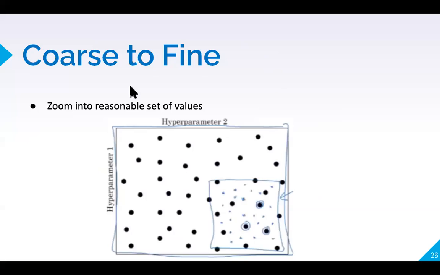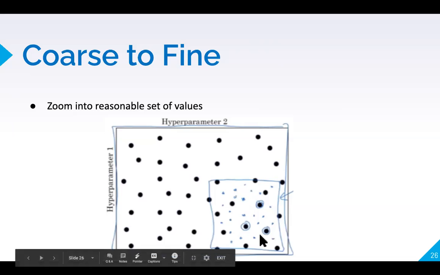Okay, so then coarse to fine is just the idea I was talking about, how we zoom into a reasonable set of values. So let's say I chose this value initially and I thought it was interesting, then I can just zoom into this general region and check out all the different points in there and see the combination from all.